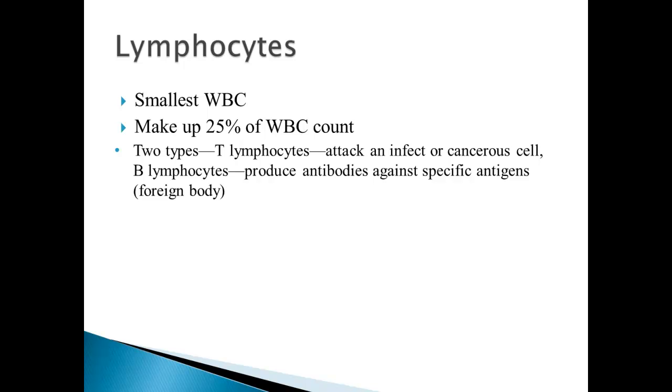Lymphocytes are formed in lymphatic tissue throughout the body. Lymphatic tissue is a network of fibers and cells that help protect the body against disease. Examples of places in the body where lymphocytes are made in lymphatic tissue include the spleen, thymus, tonsils, and lymph nodes.